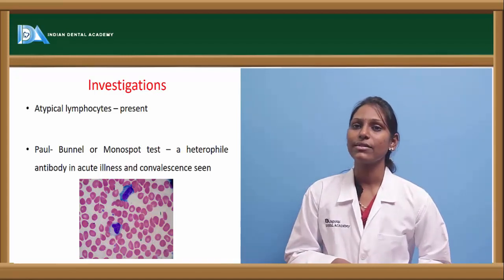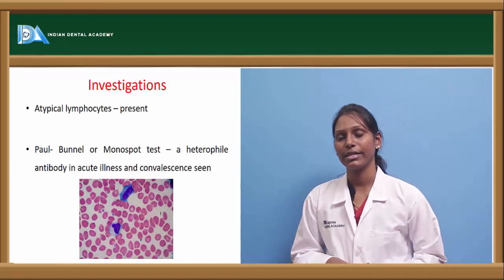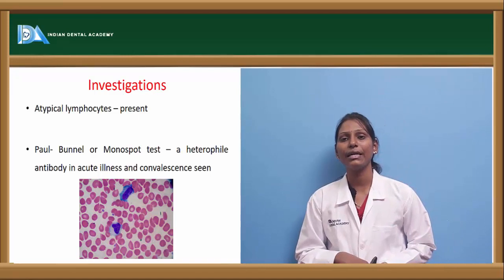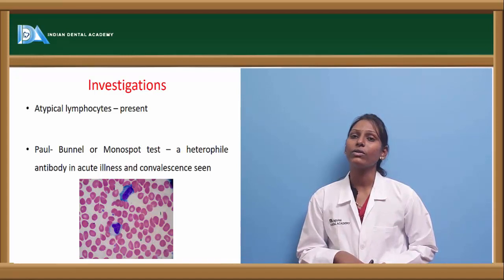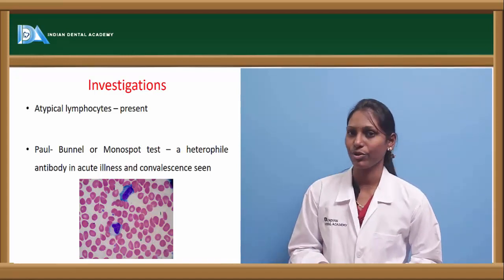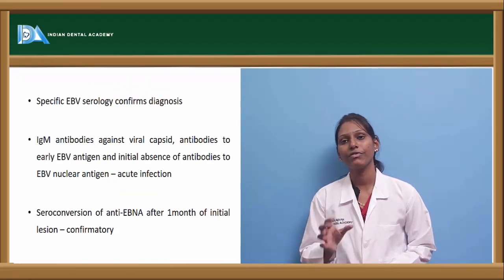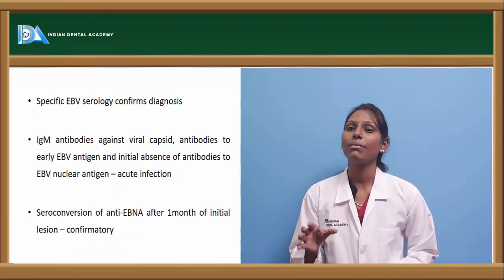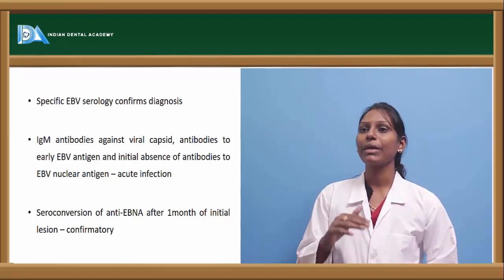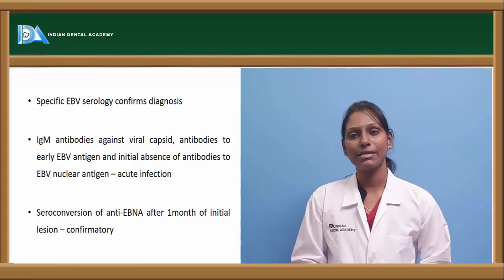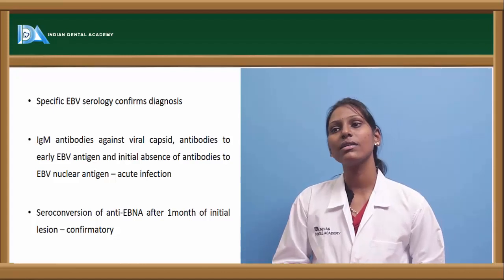It is usually a test used to detect heterophil antibodies in acute illness as well as in the convalescent stage. This test is usually done on sheep agglutination, and this test will help us to find out the antibodies of infectious mononucleosis. There are certain other specific EBV serology which will confirm the diagnosis, and IgM antibodies also can be seen against the viral capsid, antibodies against the genome, and antibodies against early Epstein-Barr virus antigen, and initial absence of antibodies against this Epstein-Barr virus nuclear antigen.